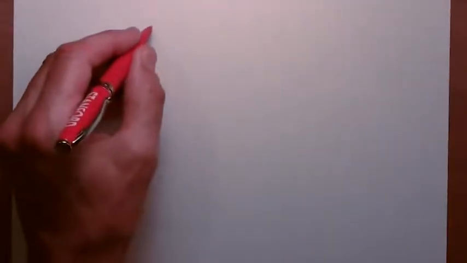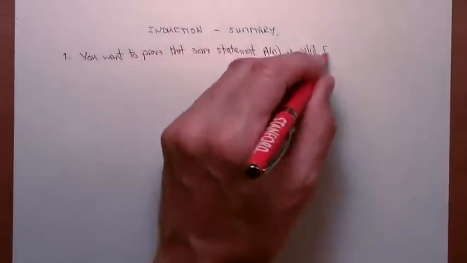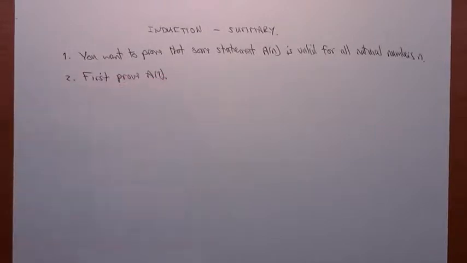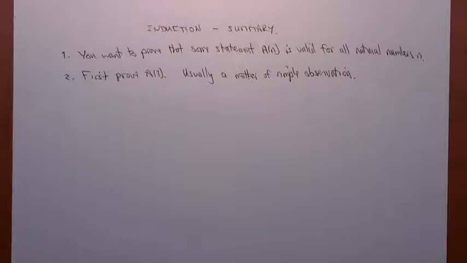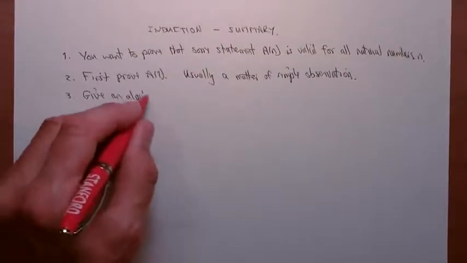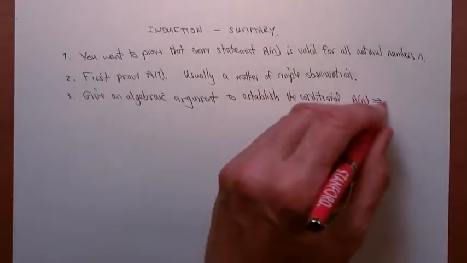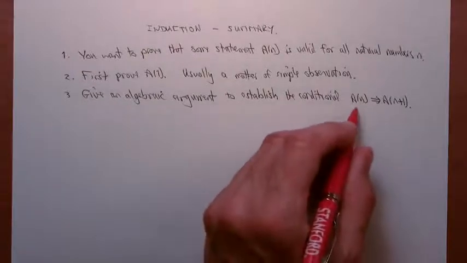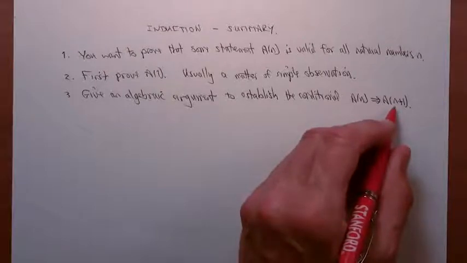Let me summarize how induction works. You want to prove that some statement A(n) is valid for all natural numbers n. You first prove A(1). That's usually a matter of simple observation. The next step is to give an algebraic argument to establish the conditional A(n) yields A(n+1). Usually you assume A(n) and then you deduce A(n+1) from it.